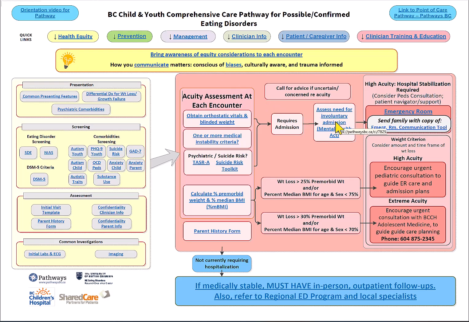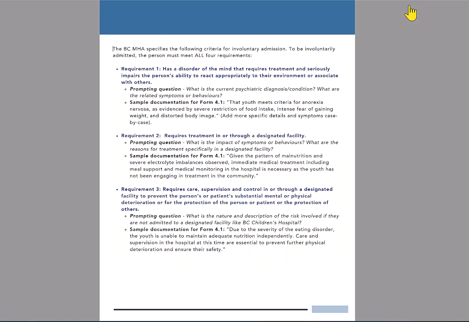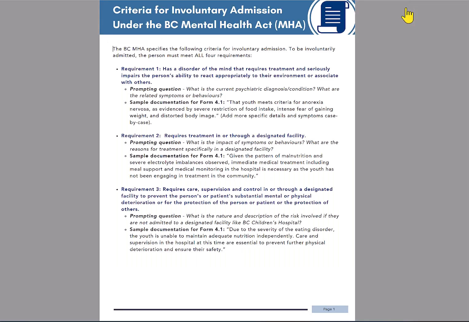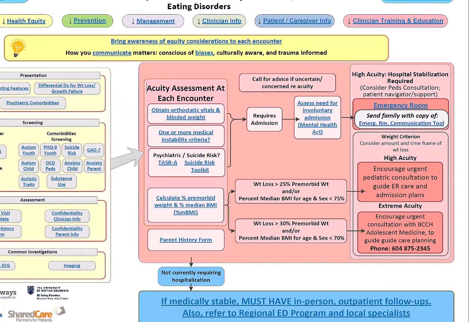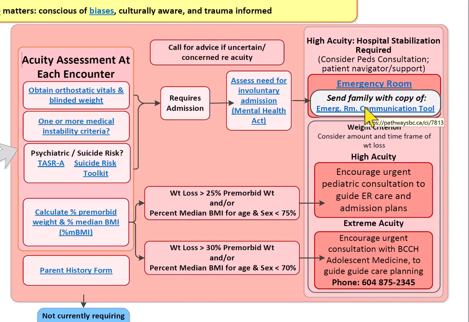The criteria for involuntary admission under the Mental Health Act of BC is also included. And the care pathway gives you information to determine whether or not a patient is high acuity or extreme acuity, with links to resources and referrals.